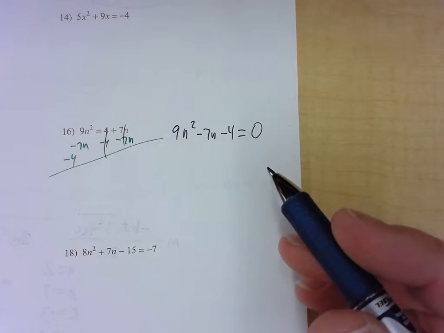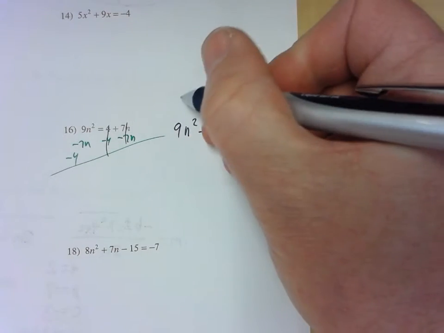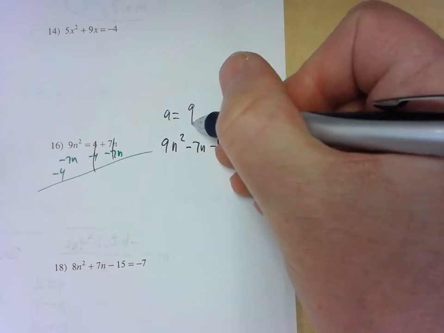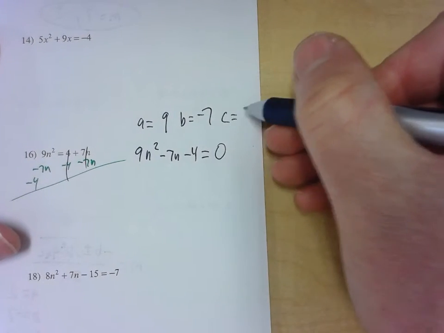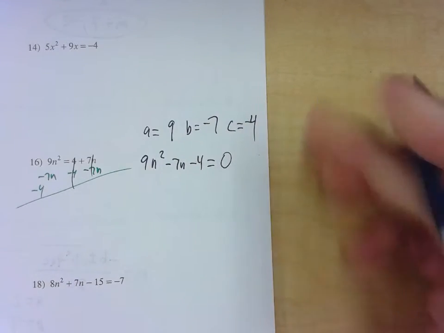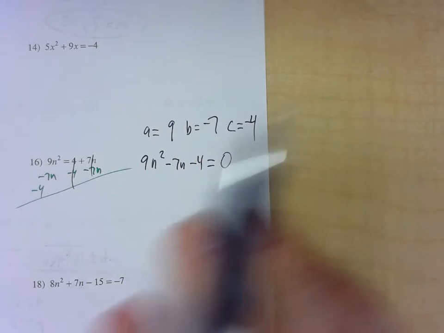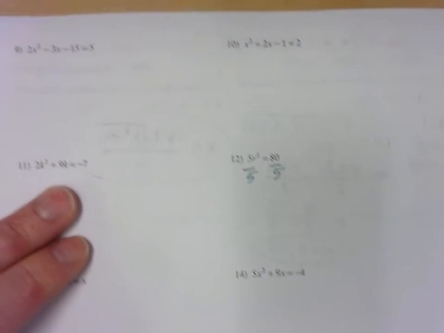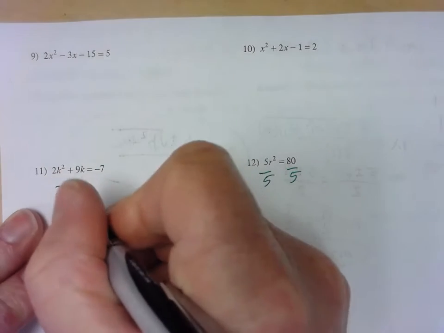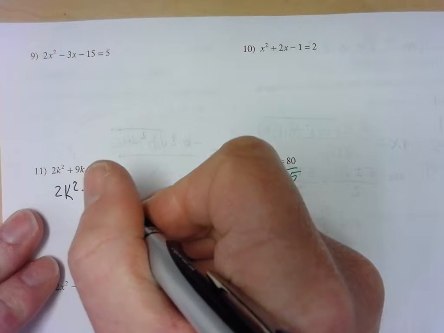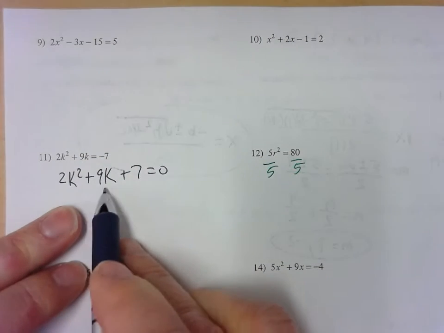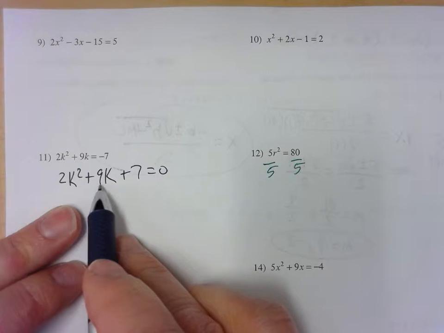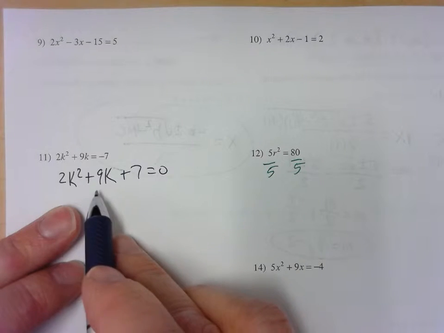So identify A, B, and C. A is equal to 9, B is equal to -7, and C is equal to -4. So again, I have the double negative. On number 11, I'm not going to have the double negative. So this would be 2k squared plus 9k, add the 7 over, equals 0. So I'm not going to have a double negative here. When I put the b in, it will be -9, right? But this again has the double negative with it.